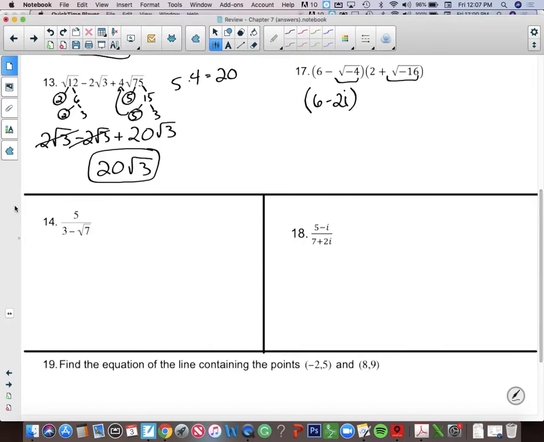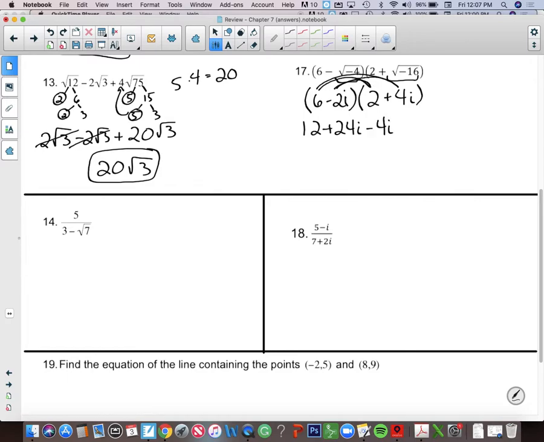For the second one, when we simplify that down, we got 2 plus 4i. And then we have to FOIL everything out. Okay, so 6 times 2 is 12. 6 times 4i, that's a 24i. A negative 2i times a 2 gives me a negative 4i.